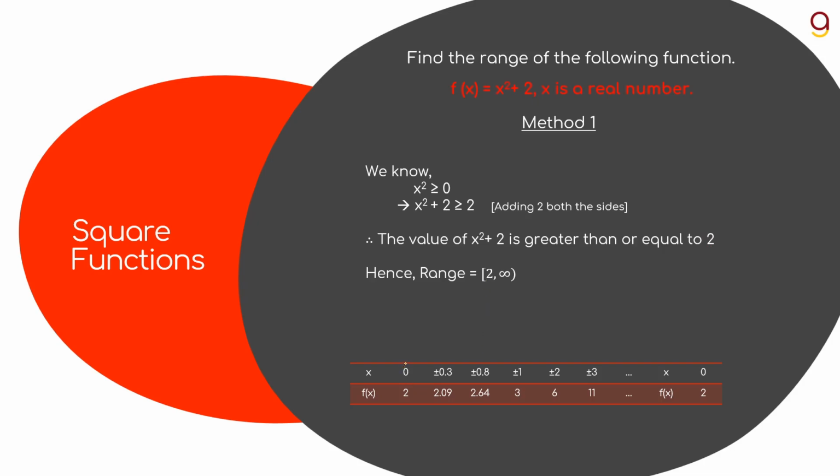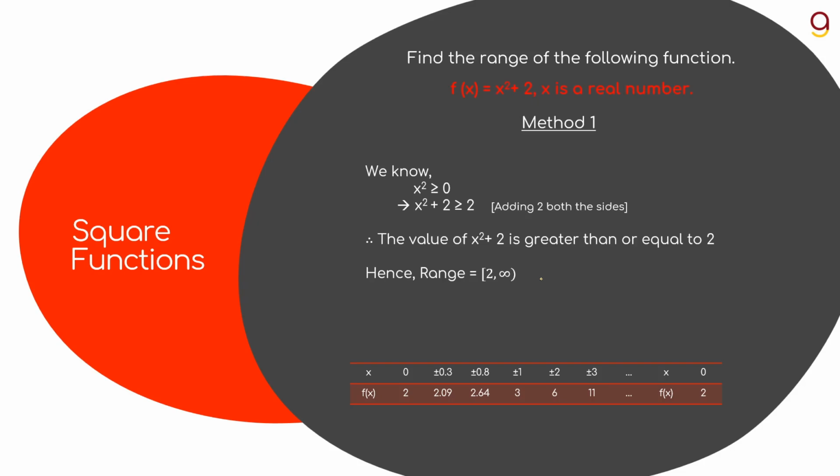Now if we substitute some points, suppose we substitute 0, what happens? We get f of x to be 2. So yes, 2 is included. Next, if we take x to be any positive number, suppose we take it to be 1, what will be the value of f of x? 3. Yes, so that's greater than 2. Suppose we take x to be negative 3. Then x square is positive 9, and that gives us 11. Now 11 is also greater than 2. So we can say that the range will always include 2 and it can be any positive number.